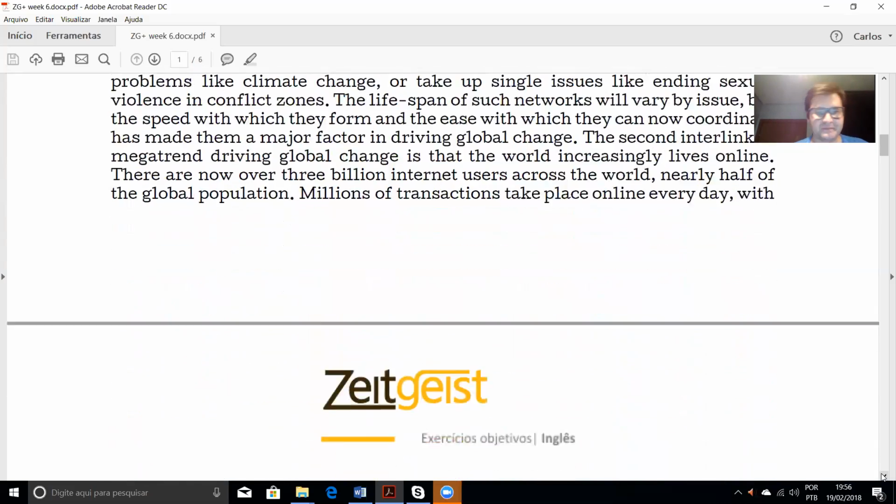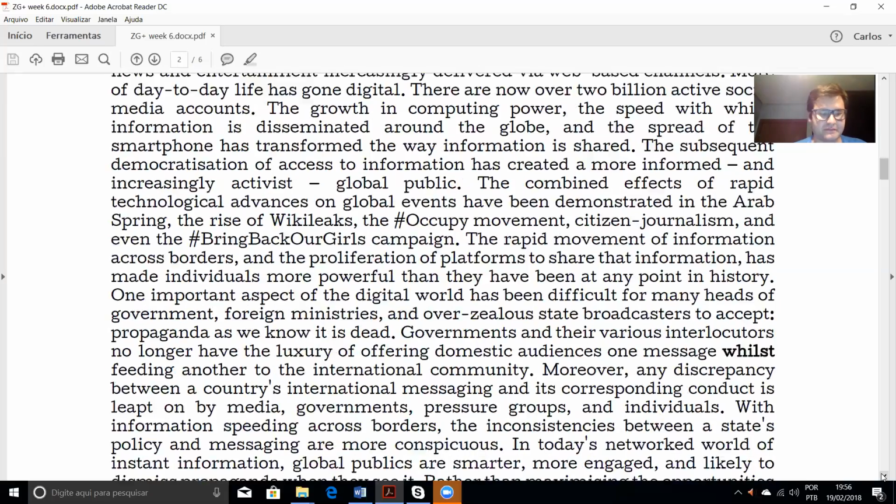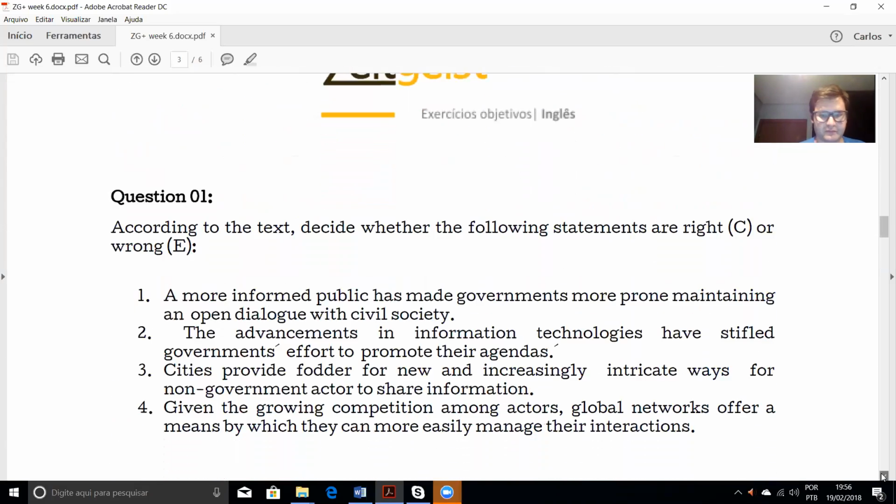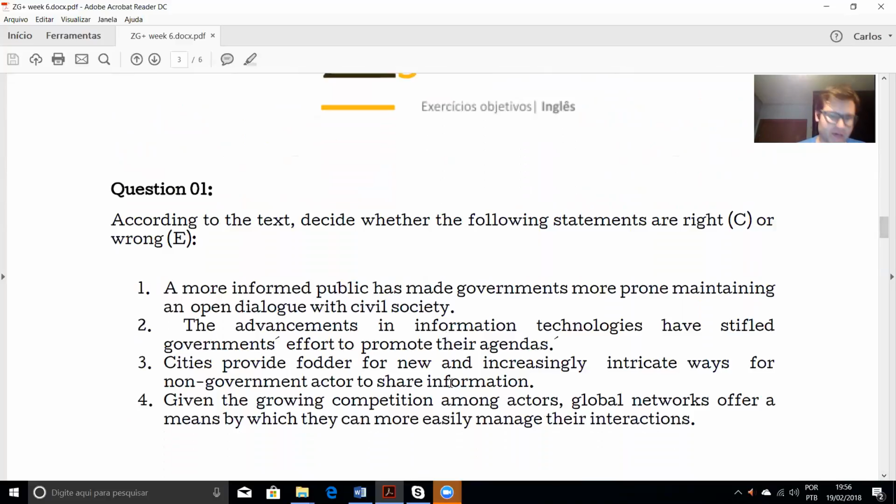Okay, here we go. Moving on. So this one is also correct. Okay. Item number 4. Given the growing competition among actors, global networks offer a means by which they can more easily manage their interactions. And this one is also correct.